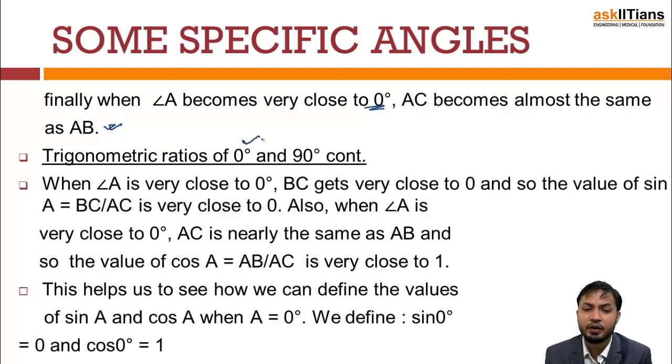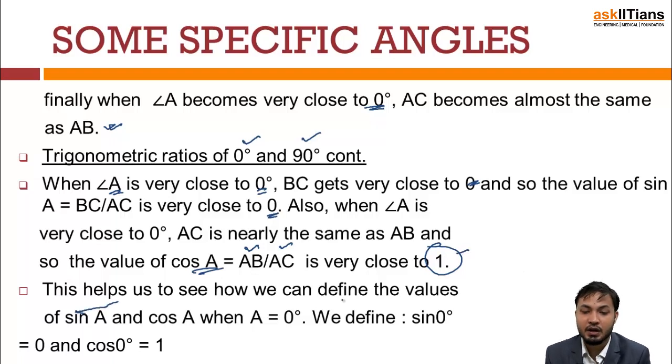So when I continue with the trigonometric ratios of 0 to 90 degree, I have angle A very close to 0, BC very close to 0, right? So the value of sine A will also be close to 0. Why? Because BC is getting close to 0, so 0 by anything will be 0, right? So when angle A is very close to 0, AC is nearly the same as AB, and the value of cos is close to 1, right? Why? Because the value of AB is close to AC, right? So I will get my cos of that value as 1.